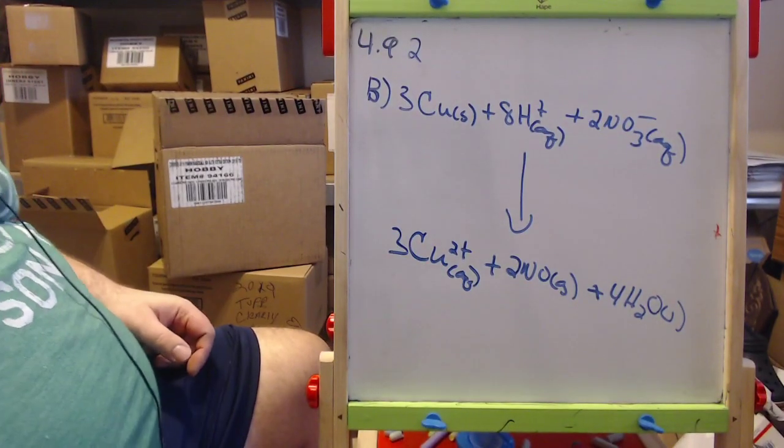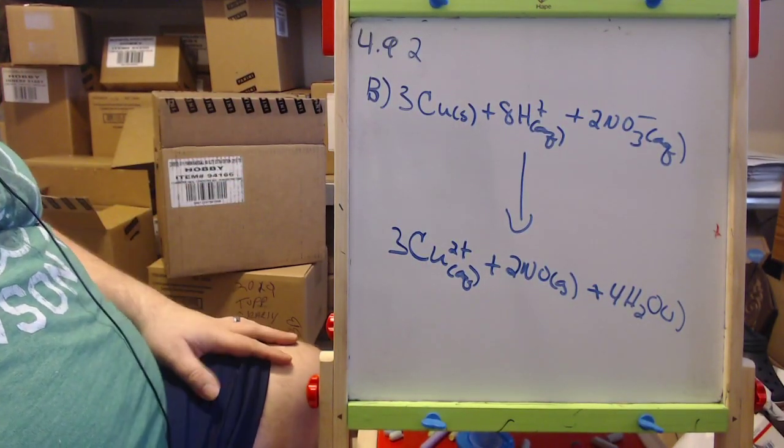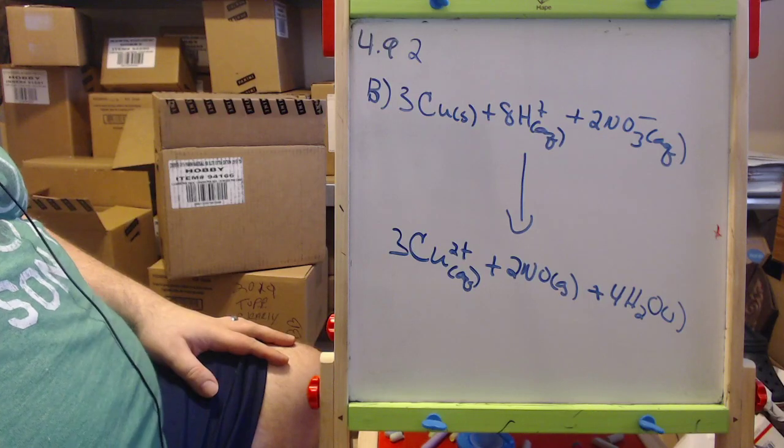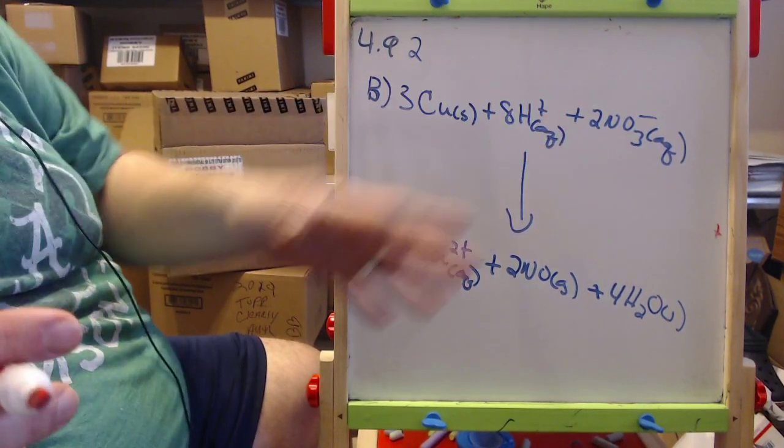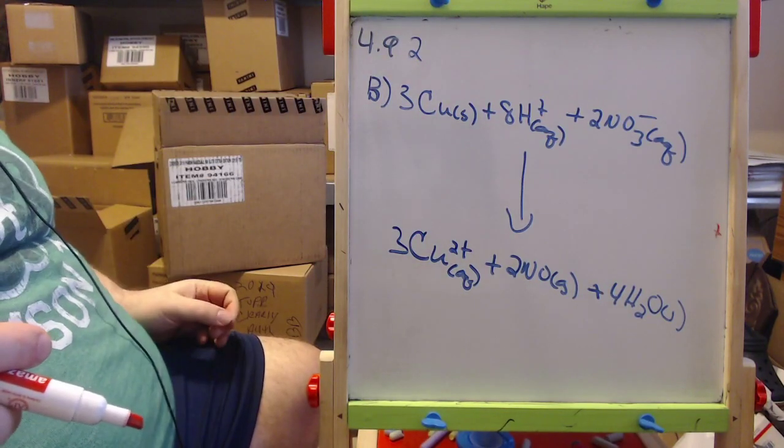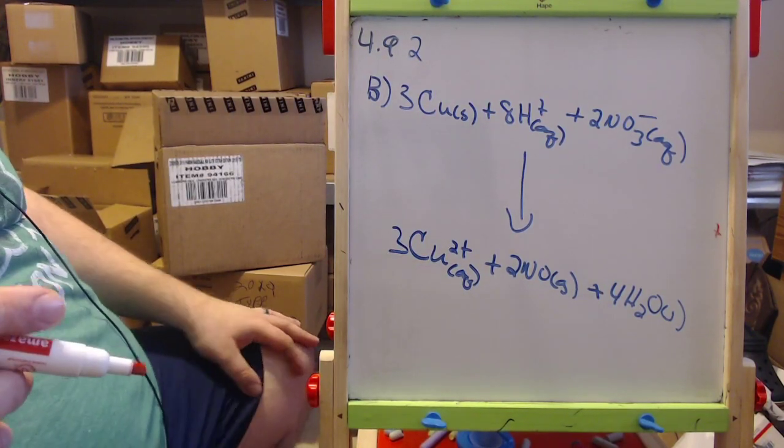Okay? So this is letter B, 4.92. All right, we need to assign oxidation numbers. So how many different things do I have? Well, I have a bunch of different things. So we'll just keep choosing colors as we go here, I guess.